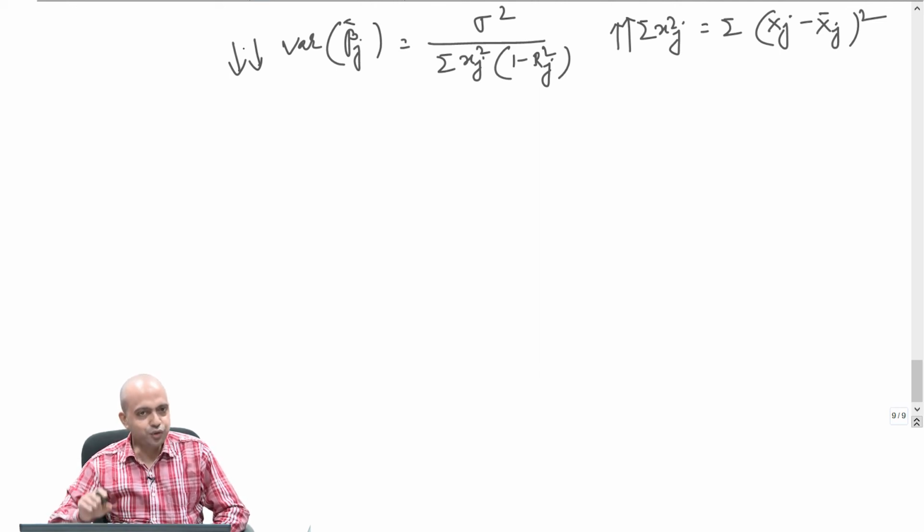Now, there are other ways by which we can solve the multicollinearity problem, and those other measures we will discuss in our next class.